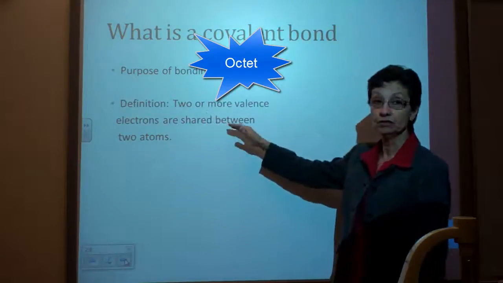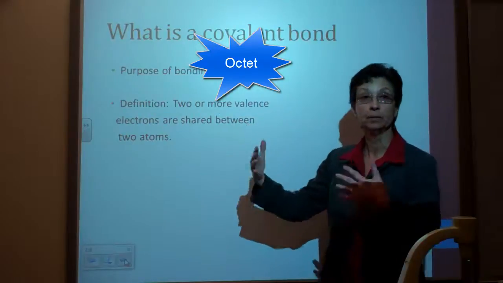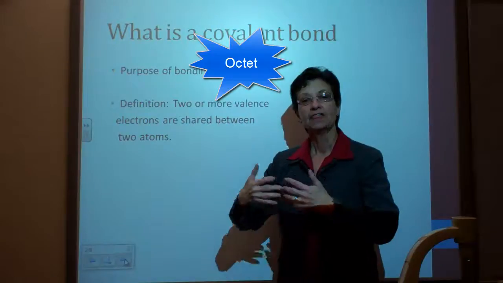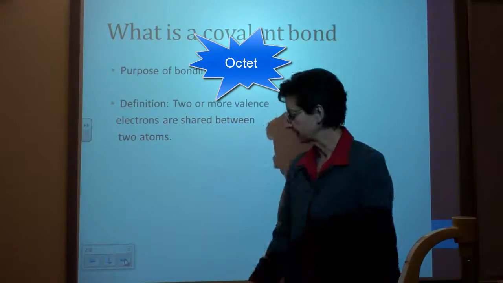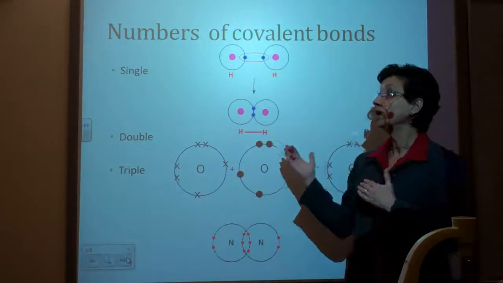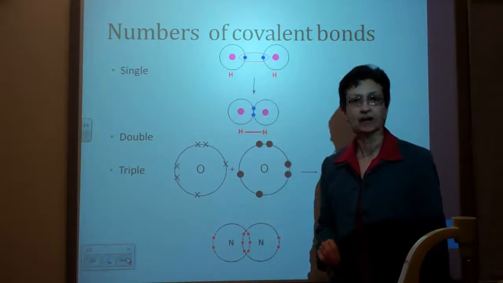The definition of a covalent bond is two or more valence electrons shared between two atoms. Now, they may be shared in several ways. We're going to talk about that a little later on. We can have one bond, two bonds, or three bonds.